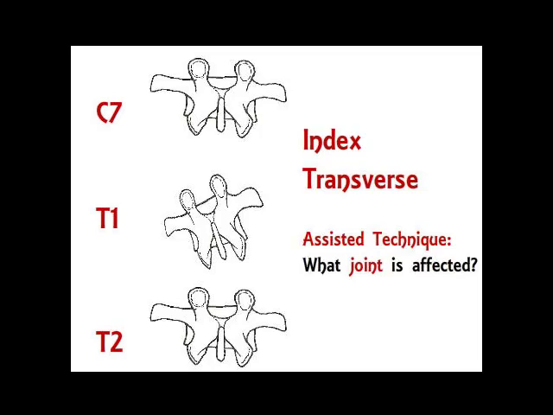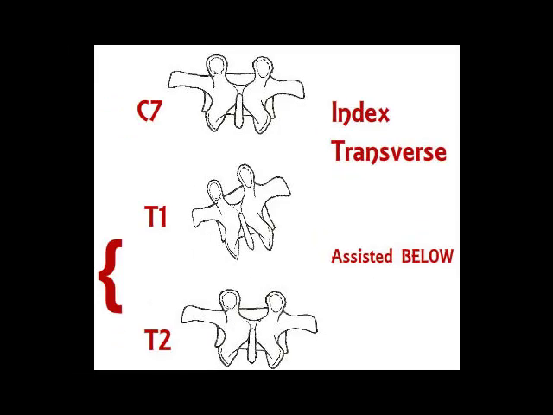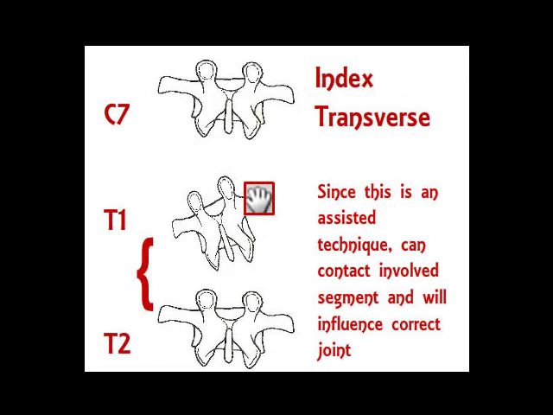Therefore, what joint is affected when you contact the segment? The joint above or the joint below the malpositioned segment? Assisted techniques such as the index pillar affect the joint below. Since this is an assisted technique, we can contact the involved segment and will influence the correct joint, T1, T2 in this case.